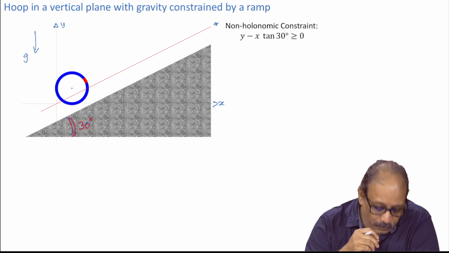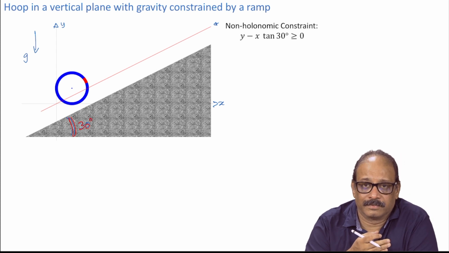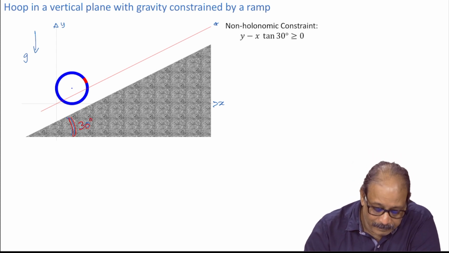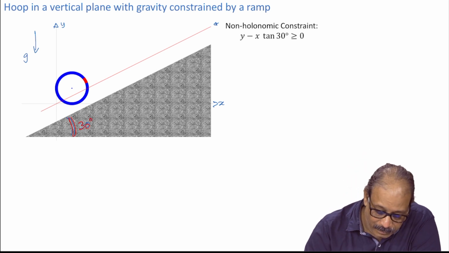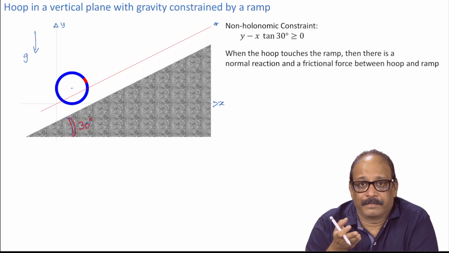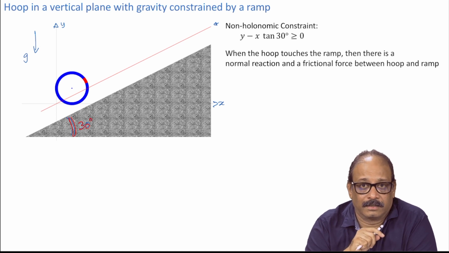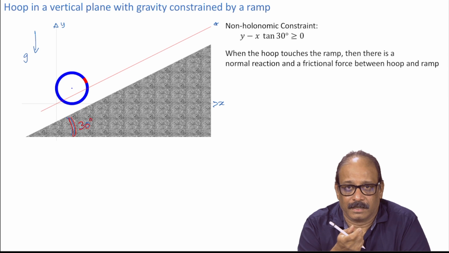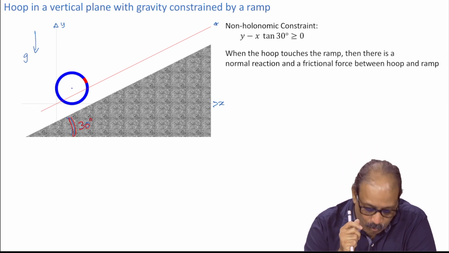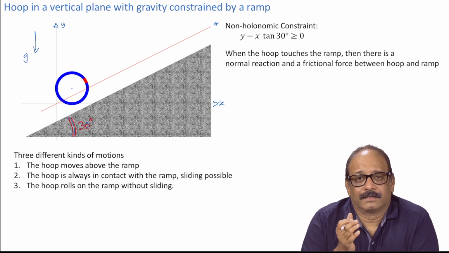Now, what is the constraint force for this one? That is of course the normal reaction from the ramp. And in addition, we will also assume that there is friction, which means whenever the hoop touches the ramp, there will be two forces acting on it. One is a normal reaction, which will make sure that the center of the hoop does not fall below the red line, and the second one is the frictional force, which probably will change the angular momentum of the hoop. Now, what kind of motions are possible here?